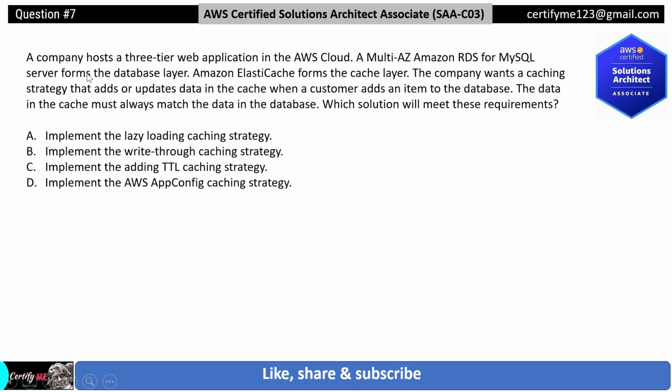So the next question is, a company hosts a three-tier web application in the AWS cloud. A multi-AZ Amazon RDS for MySQL server forms the database layer. Amazon ElastiCache forms the cache layer. The company wants a caching strategy that adds or updates data in the cache. When a customer adds an item to the database, the data in the cache must always match the data in the database. Which solution will meet these requirements?